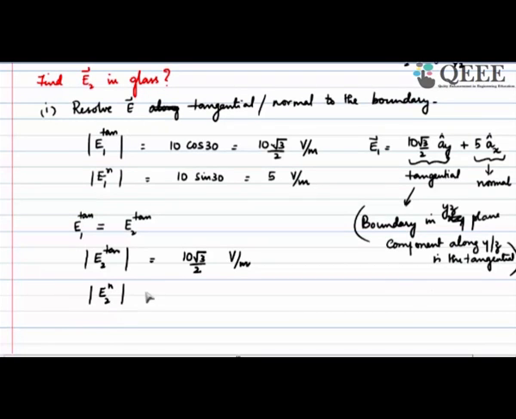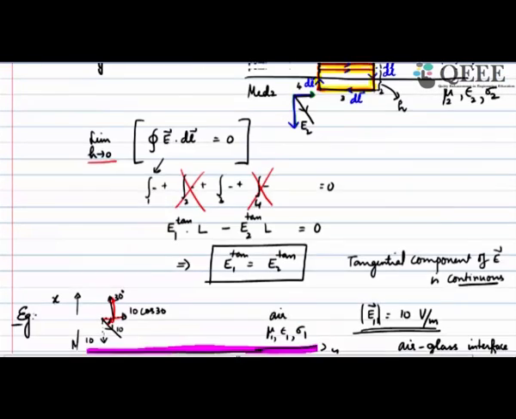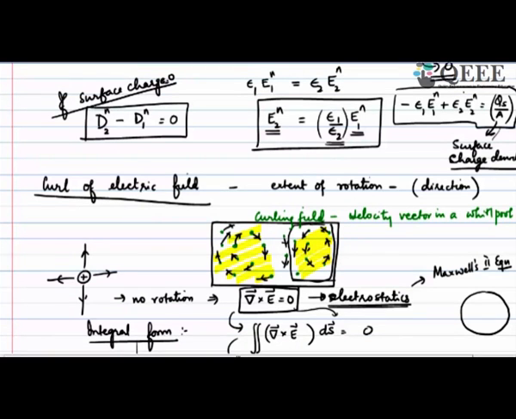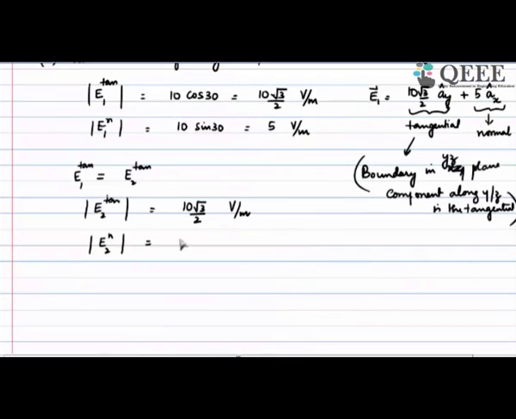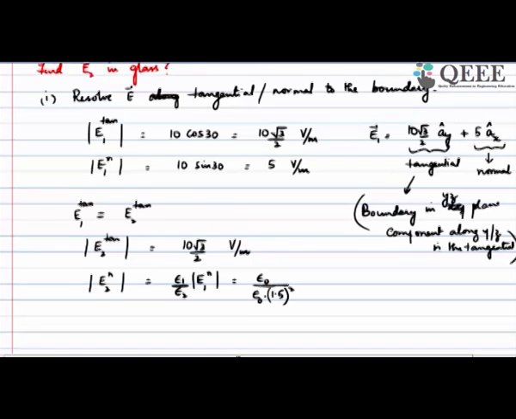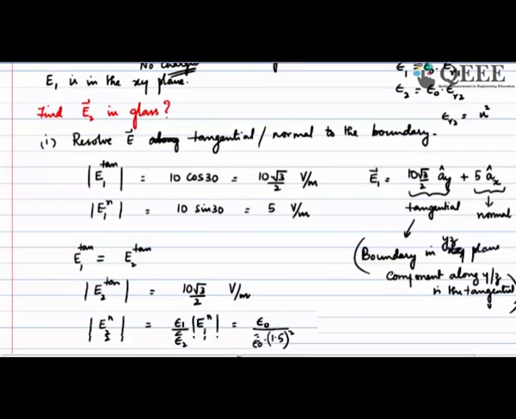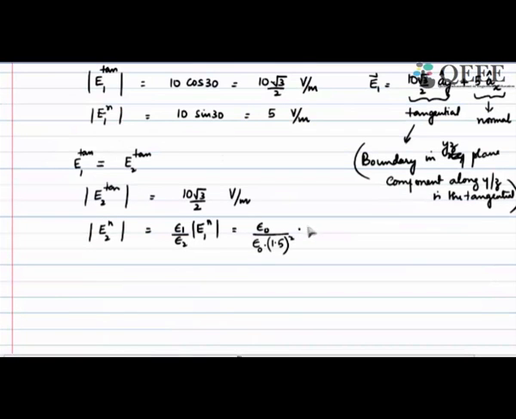E2 normal is equal to, go back to the first boundary condition. What was the first boundary condition? E2 normal is epsilon 1 over epsilon 2 times E1 normal. Epsilon 1 is air, which is epsilon 0. Epsilon 2 is glass. Let's say the refractive index of glass is 1.5. So epsilon R2 is 1.5 squared. Let's say that information is known to you. Epsilon R2 for glass is the refractive index of glass squared, times 5, because E1 normal is 5.